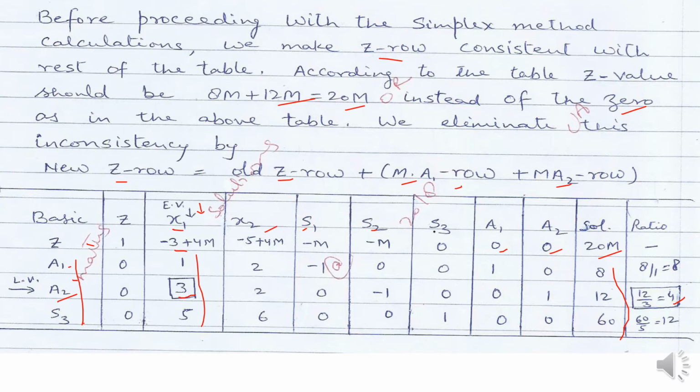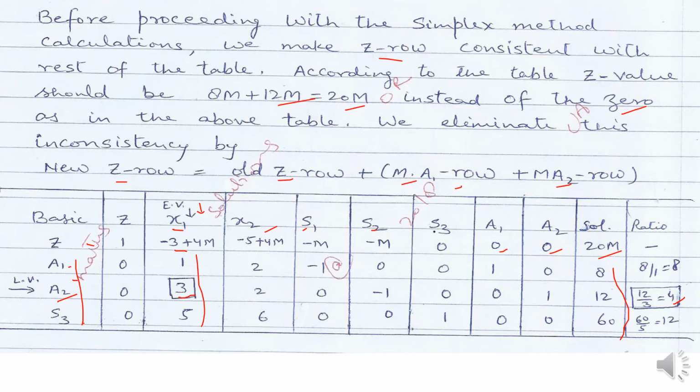And now we divide this row a2 by this element, that is 3, so our row becomes 0, 1, 2 by 3, 0, minus 1 by 3, 0, 0, 1 by 3 and 4. So in this new row we replace a2 by x1. So here in the next table this will become x1 and the elements will be 0, 1, 2 by 3, 0, minus 1 by 3, 0, 0, 1 by 3 and 4. With the help of this row we will change our a1 row, z row and s3 row.